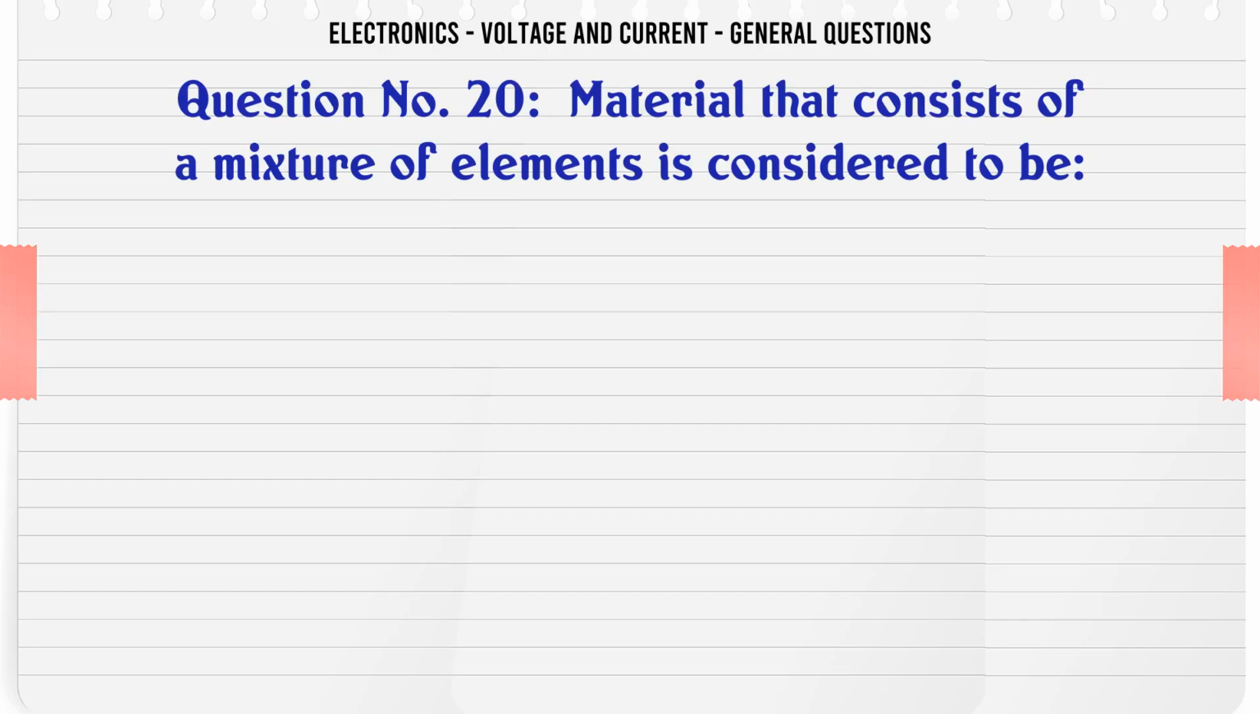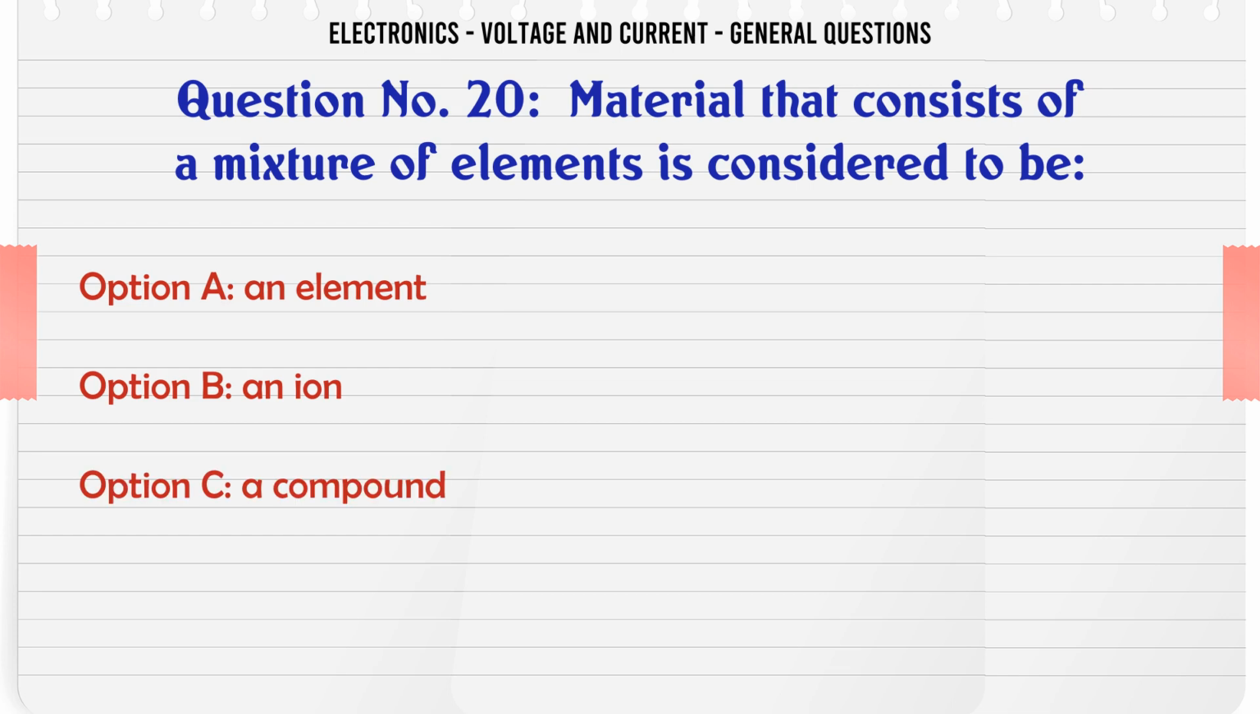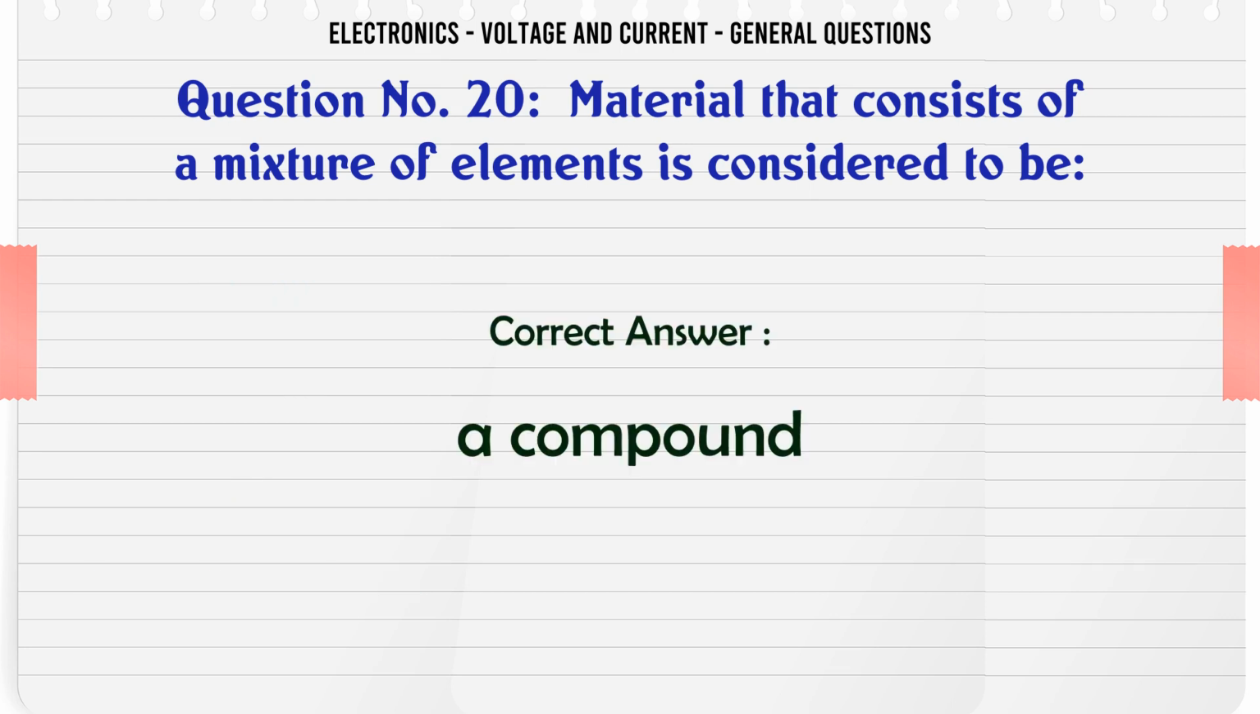Material that consists of a mixture of elements is considered to be A. an element. B. an ion. C. a compound. D. a molecule. The correct answer is a compound.